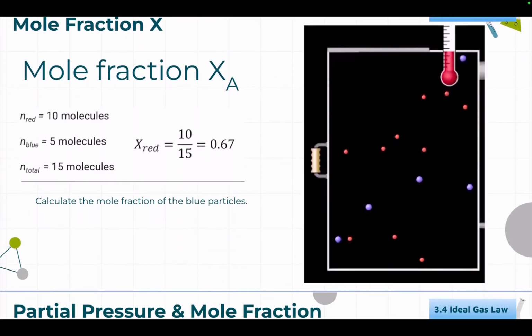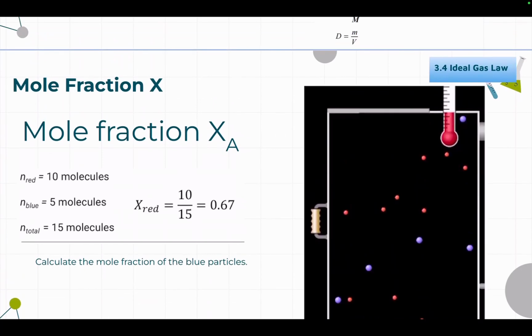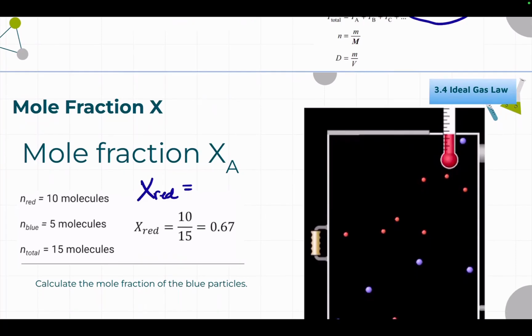So in this question here, if you want to count with me, there's 10 red particles and there's 5 blue particles. So the mole fraction of the red, remember, is just going to be the moles of the red over the total moles. And when I do this, I do divide it. I don't leave it as a fraction. And notice there is no unit. So this is the mole fraction of this mixture that is red.